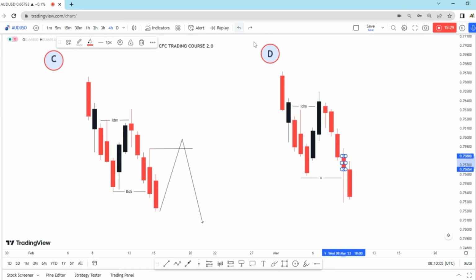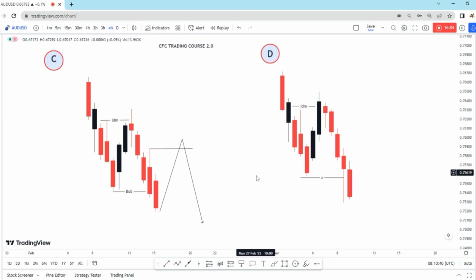But if price didn't close above or beneath a structure low or high, like this particular one here, price swept liquidity but couldn't close beneath this particular low. By beneath, I mean below. Price couldn't close below this structure low, so this is not a valid break of structure. It was just a liquidity sweep. So take note and make sure you practice on chart.